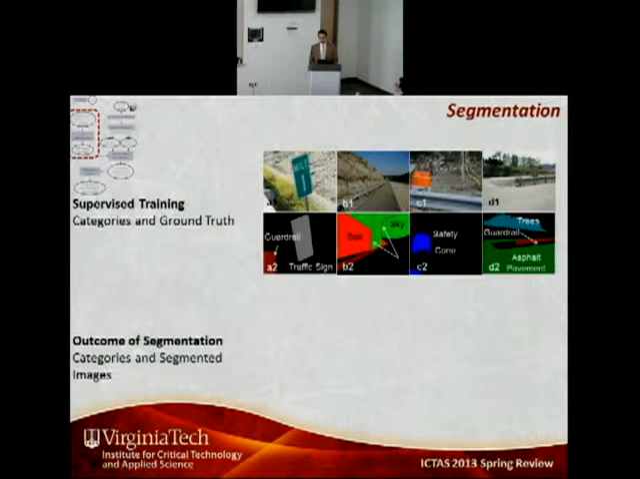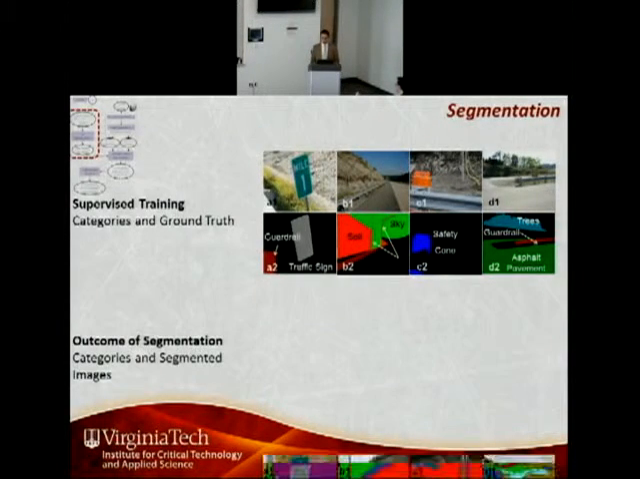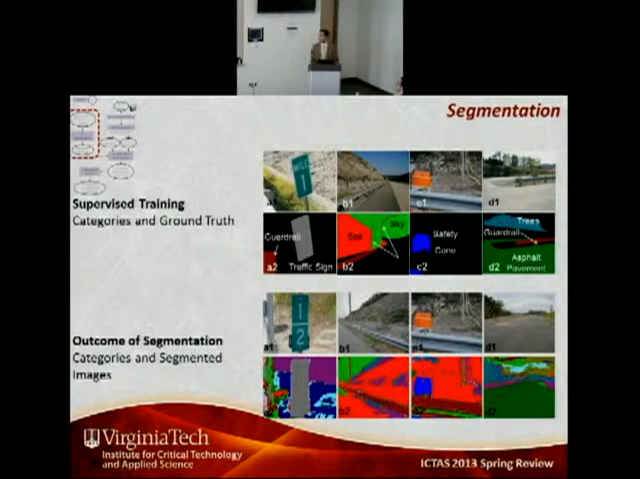Here are some examples of the supervised training. As you can see here, the safety cones, traffic signs, and guardrails are color-coded, and ground truth is generated based on the color codes defined for each of them. And here are the results for the segmentation part. As you can see, the safety cone is segmented properly as blue, which we defined in the training process. Also, the traffic signs are segmented properly based on the gray color, which we defined for that.